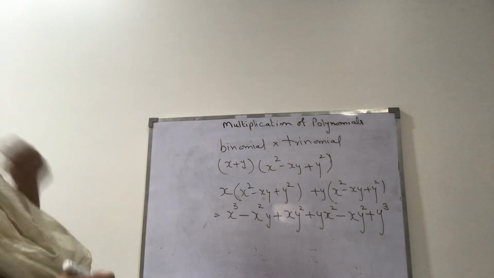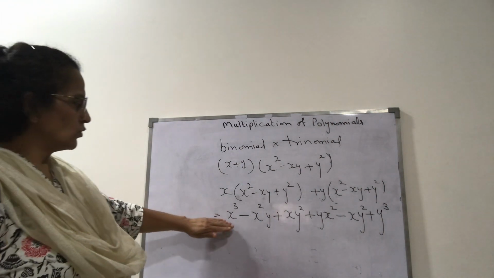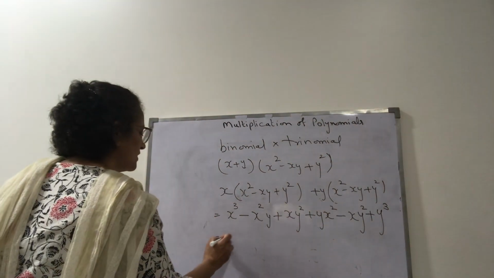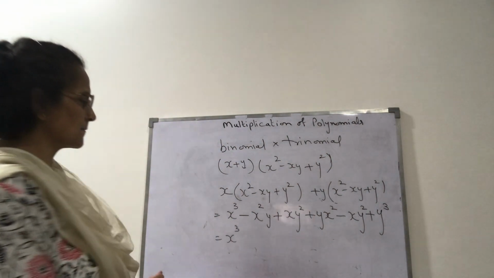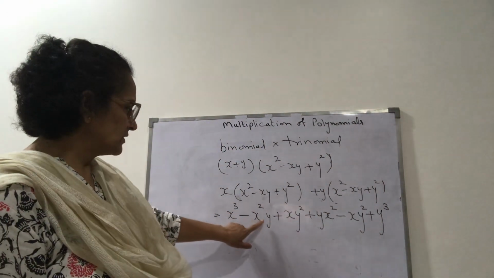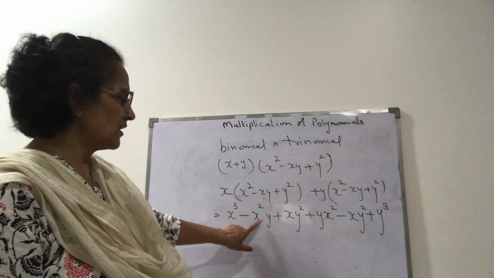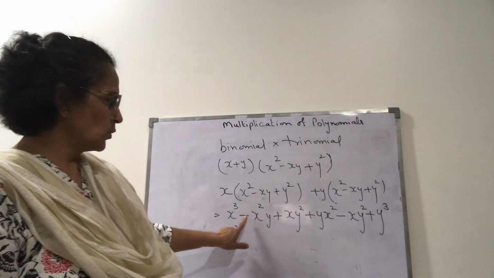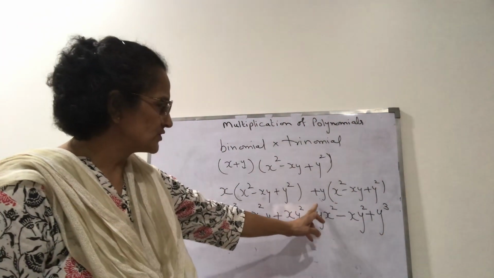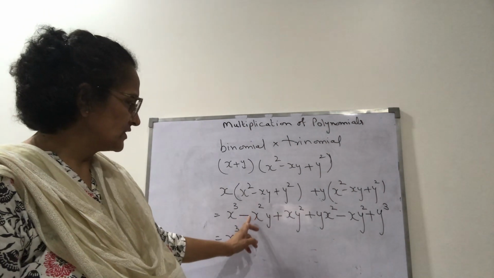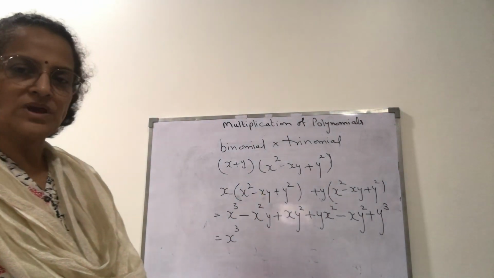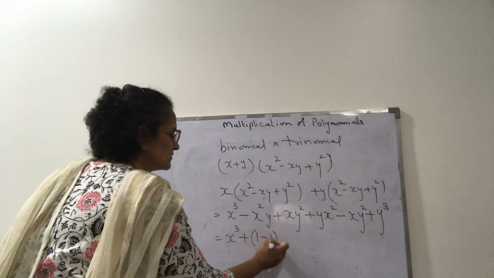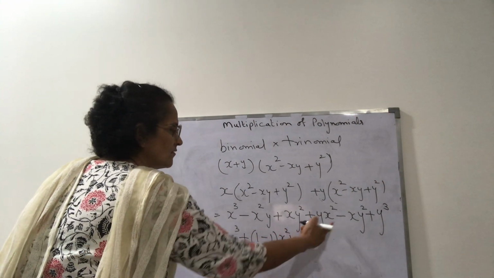Let's see, can we solve it further? We don't have any term with x cube, so we can copy x cube as it is. We have a term with y and x square here, and y and x square here. One is plus, one is minus. So coefficient is 1, coefficient is 1, 1 minus 1 gives me 0. So you can write it as 1 minus 1 x square y.